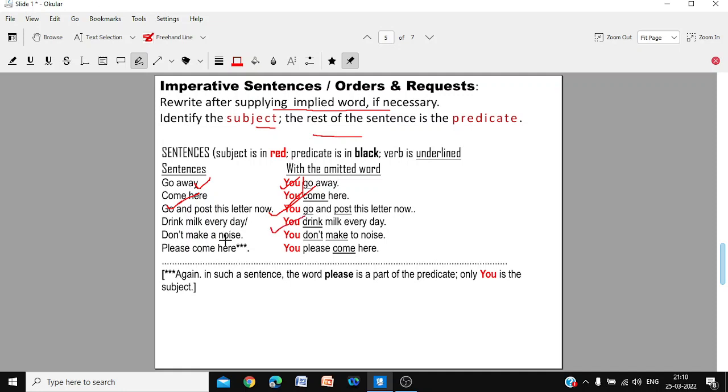Don't make a noise. To whom are you saying? You are saying to someone. You don't make a noise. Please come here. Who will come here? Yeah, it is a request, but to whom are you making the request? To someone. So when you are saying to someone, you please come here, to that person, you is a subject. Now please is a part of the predicate.